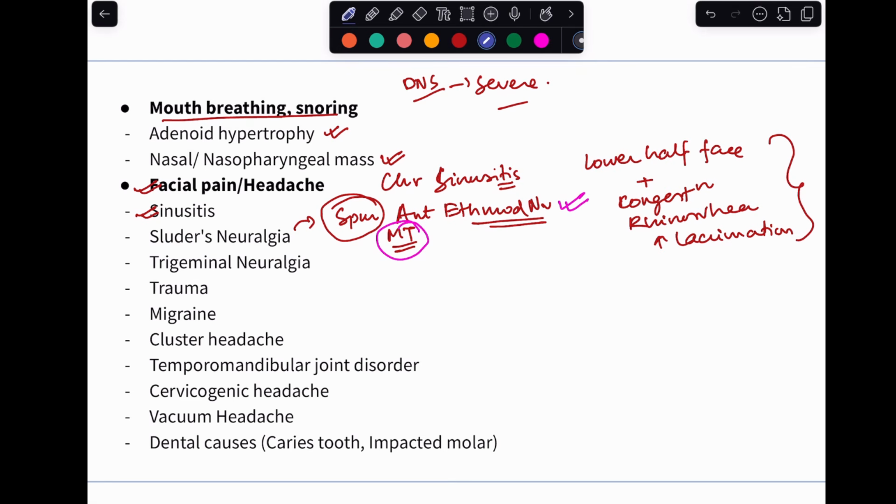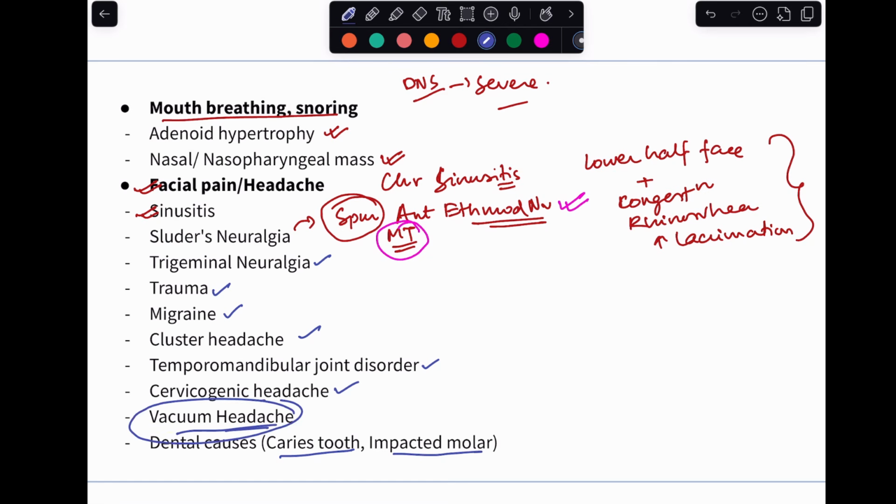Next, other causes of facial pain could be a case of trigeminal neuralgia. Maybe it has happened after a history of trauma, migraines, cluster headaches, temporomandibular joint disorders, cervicogenic headache, dental causes like caries tooth, impacted molar can also lead to facial pain, and then we have vacuum headache.